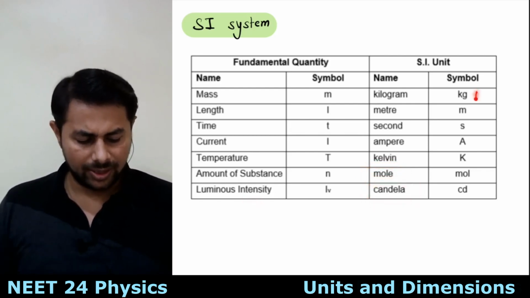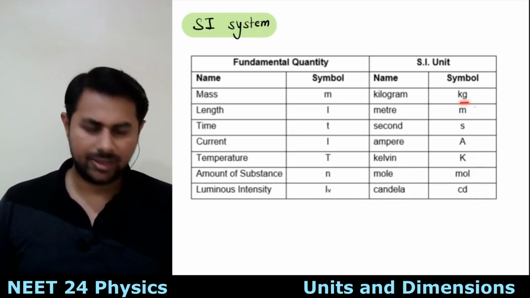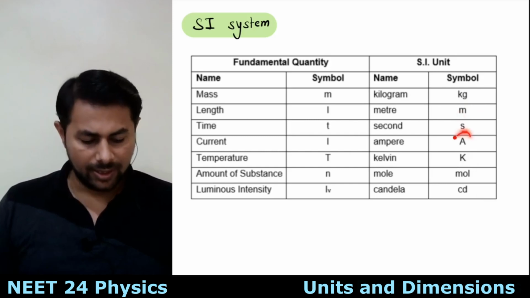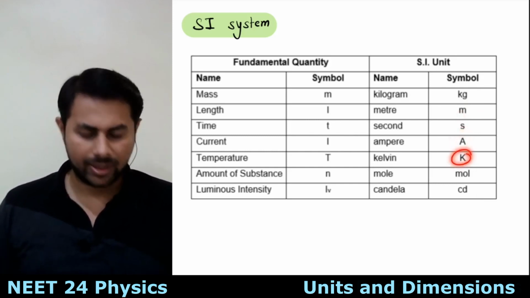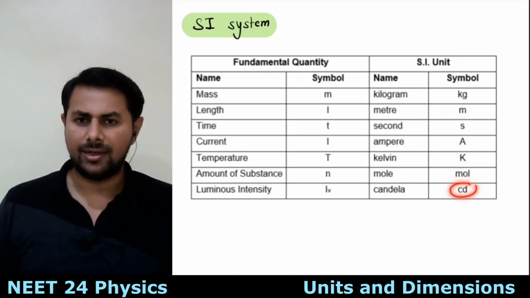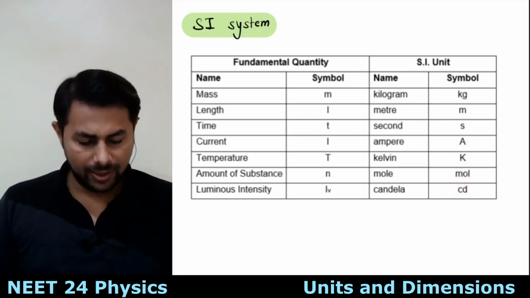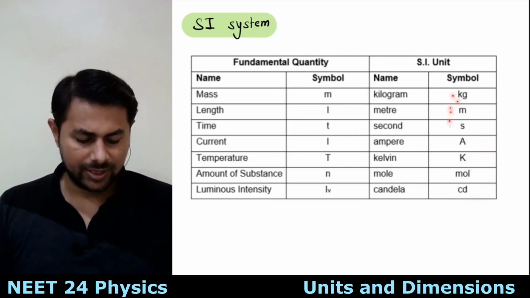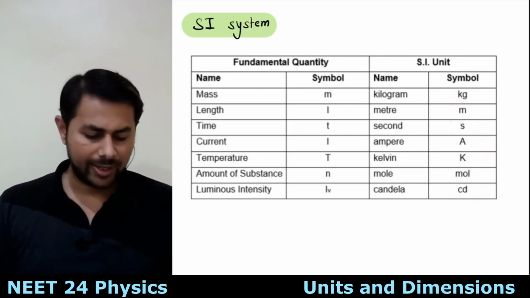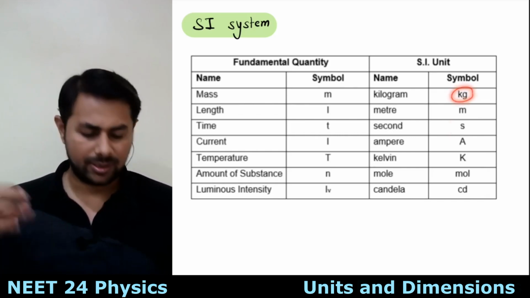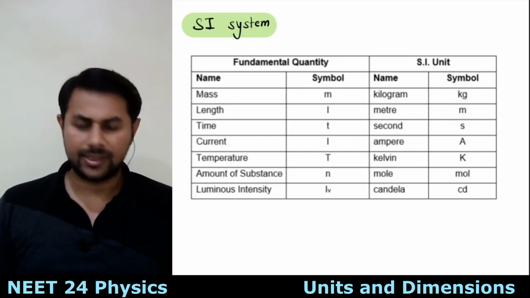Their short forms are: kg for kilogram, m for meter, s for second, A for ampere, K for Kelvin, mol for mole, and cd for candela. Then you can notice that here some units are written in lowercase letters and some are written in capital letters. So what could be the difference? Can you tell me?